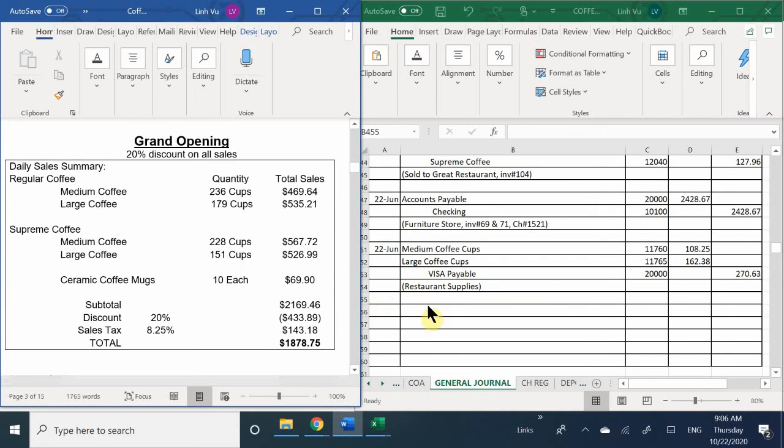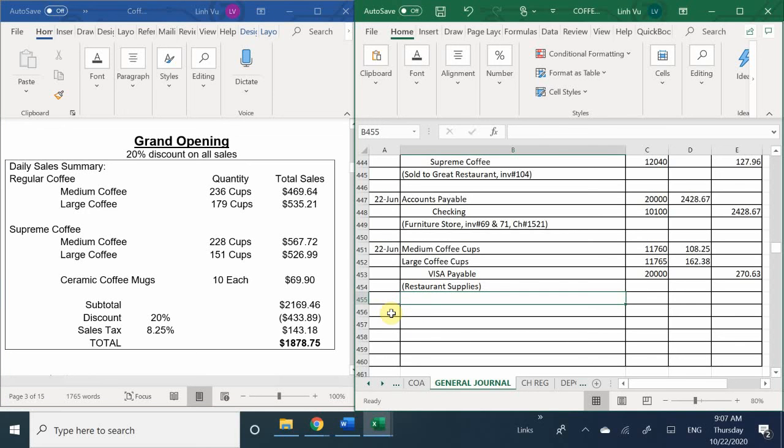Then what has happened next? You have to update your inventory. Now, are our medium and large coffee cups part of inventory? No, it's not. It's regular and super. So I don't know what we do next. These are just business supplies. We will update them at the very, very end of the month. Right? We'll do a cost of materials later. Right? So what is next?